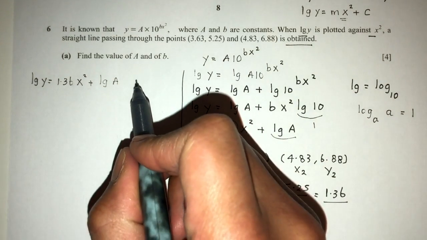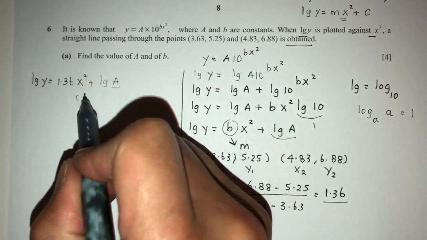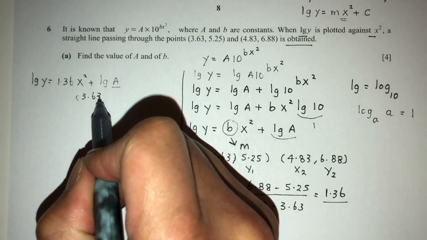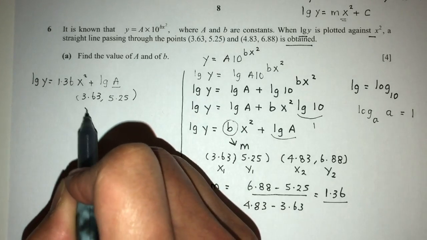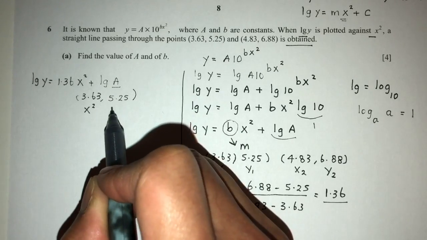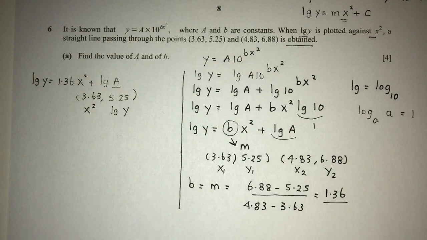So we have to use a point to help us to find the value of a. So the passing point we can use is 3.63, 5.25. The first value here is x squared. This one will be log of y. So it is the same. I think it can be hard to understand at first, but it is the same logic.